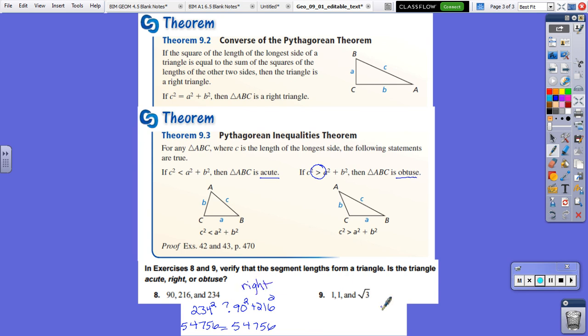Okay, so over here, if you're not sure which one's the longest, type in square root of 3 in your calculator. You find that it's about 1.73. So that's definitely the longest. So I'm going to do square root of 3 over here, and I'm going to have 1 squared plus 1 squared over here. So if I type this in my calculator, I find it's 3, which makes sense because the square root and the squared are inverse operations, and so they essentially cancel each other out. 1 squared plus 1 squared is 2. So I find out that this is greater than, so the one that is greater than is obtuse. So this is an obtuse triangle.